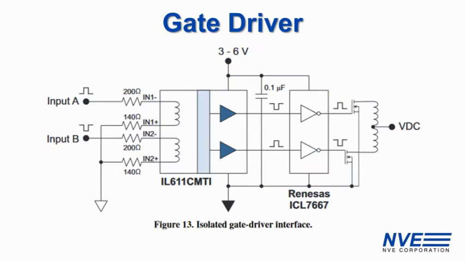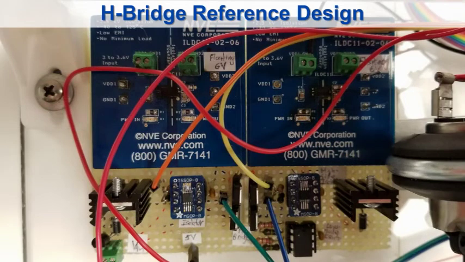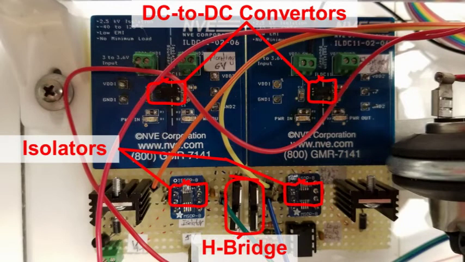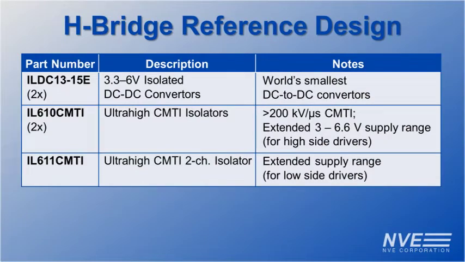Also from the IL600 CMTI datasheet, here's a commodity external MOSFET driver if we need lower gate drive impedance, higher gate drive current, or higher gate drive voltage. Here's a picture of a breadboard of the reference circuit. The isolators are the world's smallest and have best-in-class common mode transient immunity. The DC to DC converters are also the smallest devices of their type. Here's a summary of the key components in the reference design.